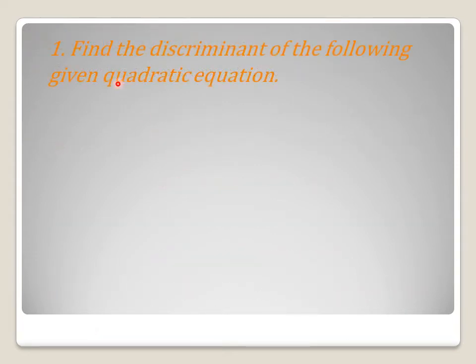We will start question number 1. Question number 1 states, find the discriminant of the following given quadratic equations. An important point: I told you what the discriminant is. To find the discriminant, we use the formula b square minus 4ac. The first given quadratic equation is 2x square plus 3x minus 1 equals 0. We will apply the discriminant.